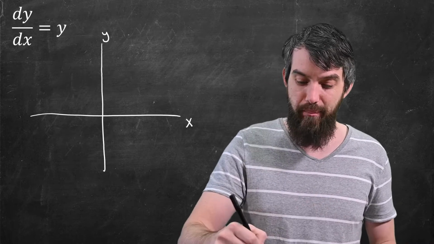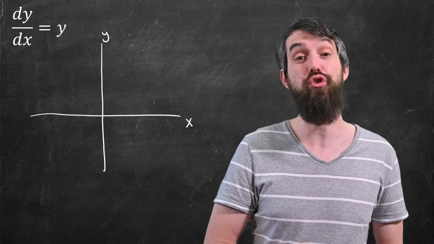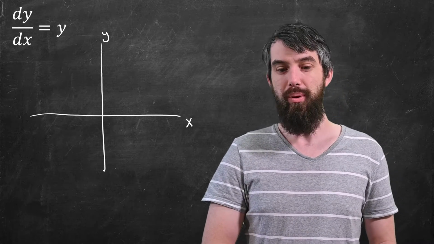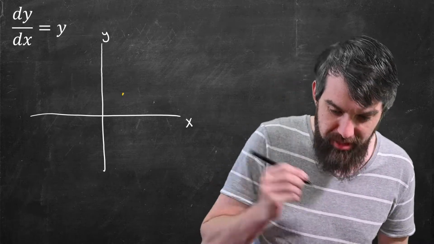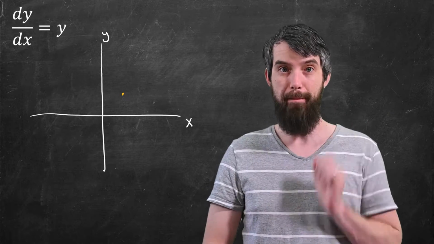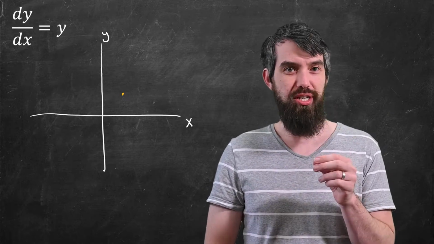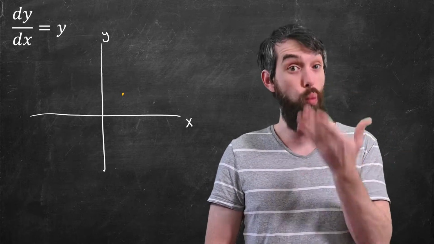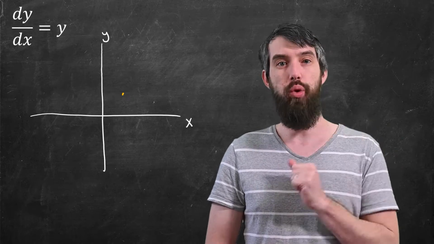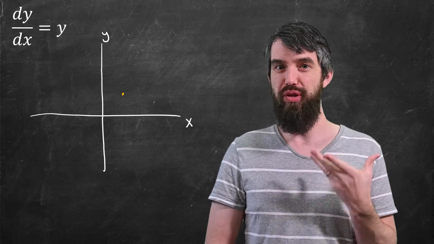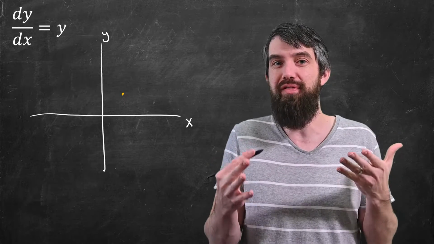So x is my independent variable and y is my dependent variable. So what does it mean to say, for example, the derivative is equal to y? Well, let me imagine I have a point like perhaps this point right here. This is the point (1, 1). If I look at this equation, it says the derivative is just equal to y. So at (1, 1), it's saying the derivative is equal to 1.